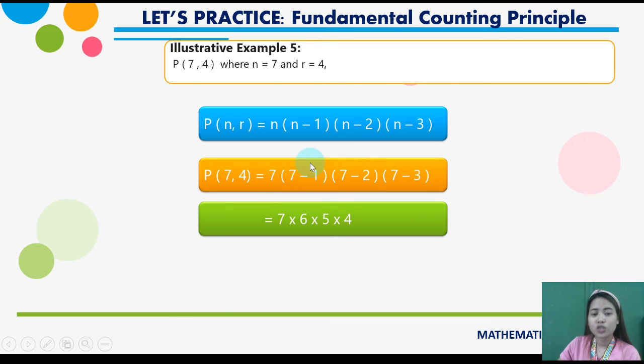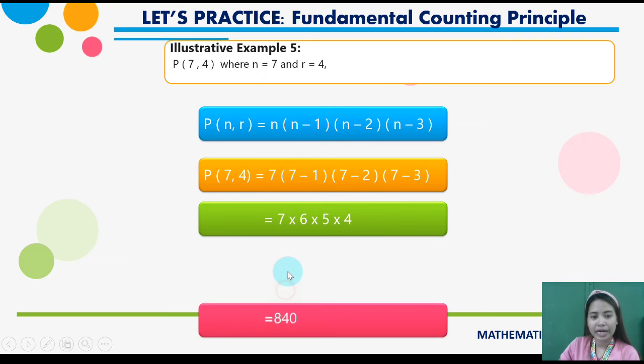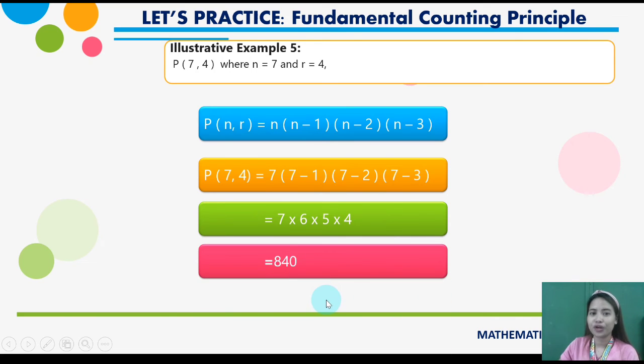You need to solve first those numbers inside the parentheses. So we have 7 minus 1 will become 6, 7 minus 2 will become 5, and 7 minus 3 will become 4, while 7 is just brought down. Okay? So the product of this will become 840. And that is the permutation of 7 and 4. It should be simple, right?